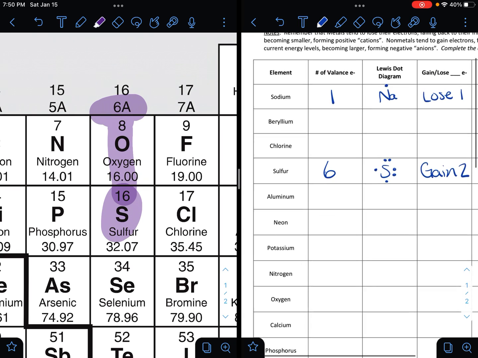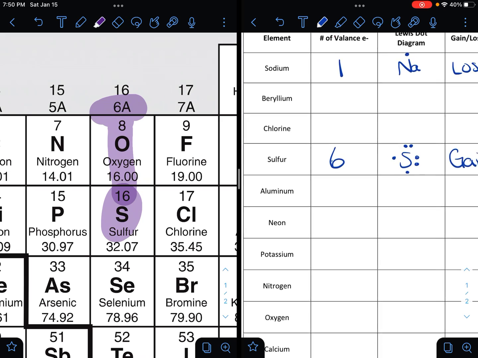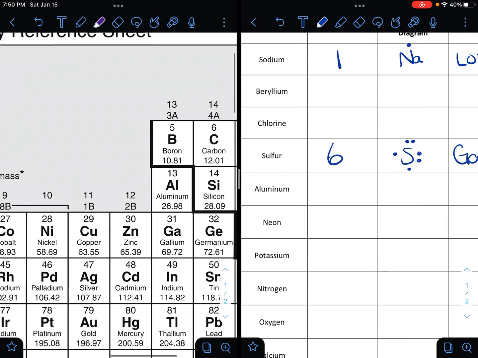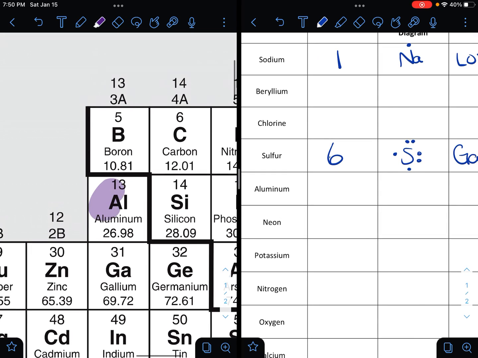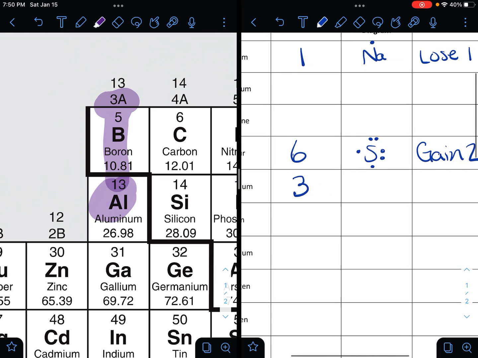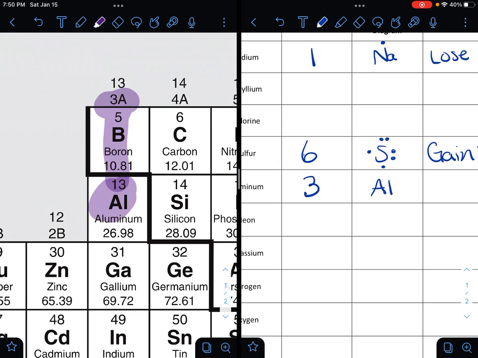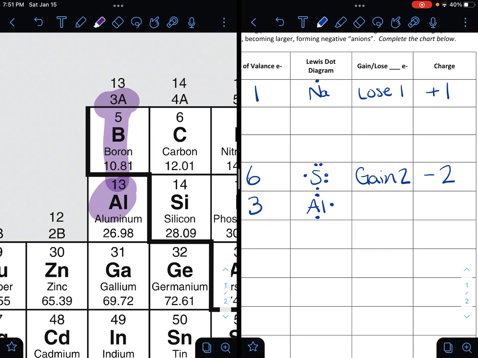We'll take a look at aluminum. Find aluminum on our periodic table. Aluminum is in the group 3A, so that tells us it has 3 valence electrons. When we draw its dot diagram, we're going to draw 3 dots, 1 on top, 2 on the right, 3 on the bottom. And then again, we need to decide what it's going to do.